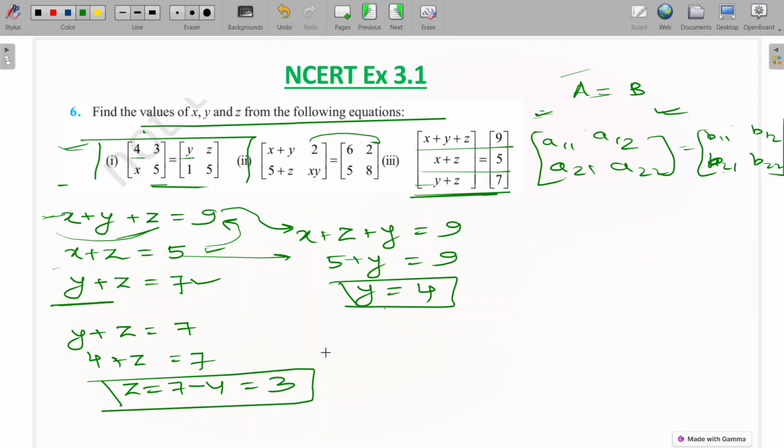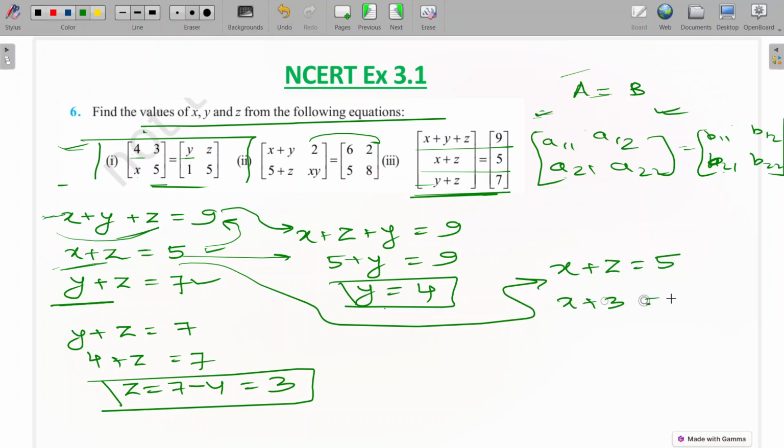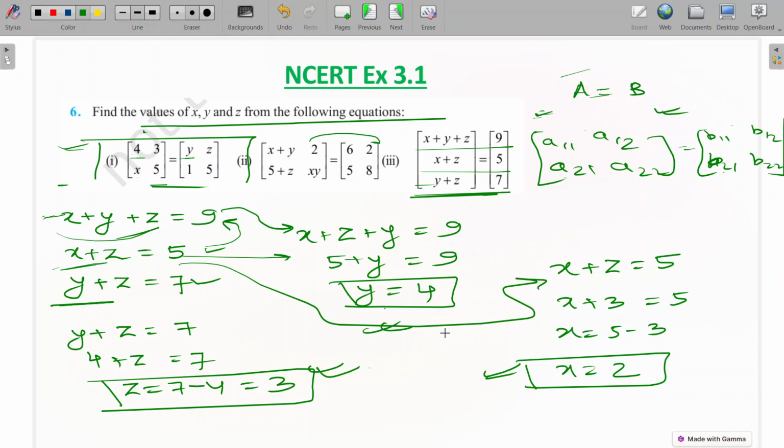Now we have to take out the value of x. From here we can take x plus z is equal to 5. Now z is 3, so x plus 3 is equal to 5. So x is equal to 5 minus 3, or x is equal to 2. This is our answer: x is equal to 2, y is equal to 4, and z is equal to 3. Let's move on to the next question.